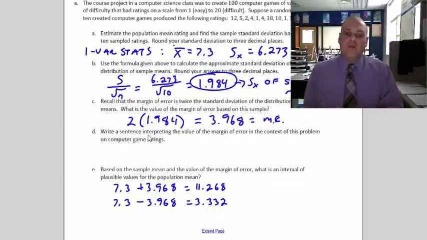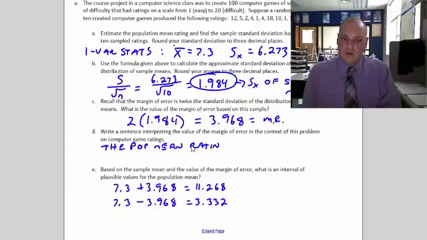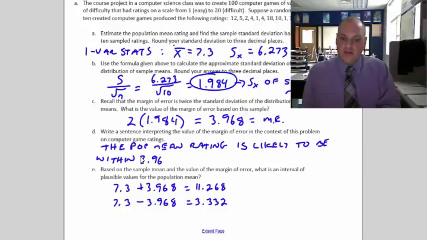But write a sentence interpreting the value of the margin of error in the context of this problem on computer game rating. So we're going to say the population mean rating is likely to be within 3.968 of our sample mean.